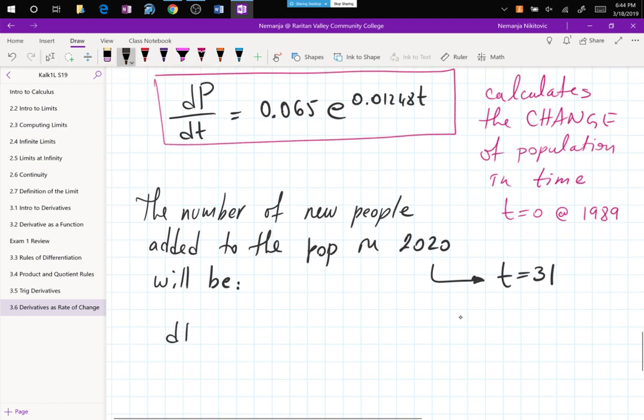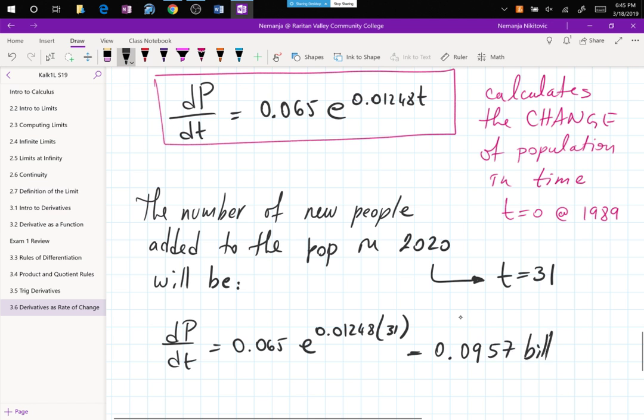So you will do dP/dt is equal to 0.065 e to the 0.01248 times 31. Now this is a straightforward plug everything in one shot in the calculator. 0.065 times e to the open parenthesis 0.01248 times 31 close. That gives 0.0957 billion. That's almost 100 million, right? Which was consistent with what we saw from that clock that was moving about.